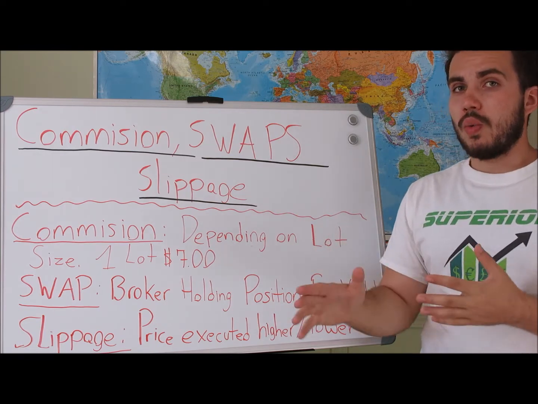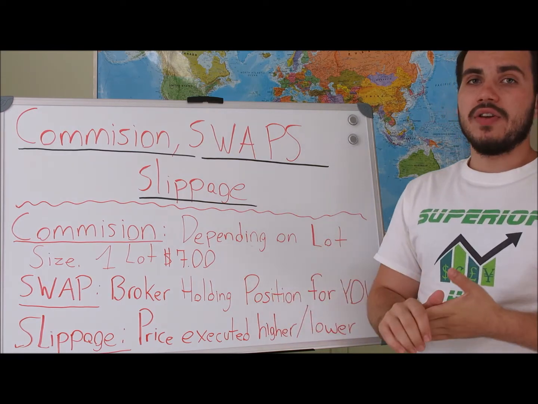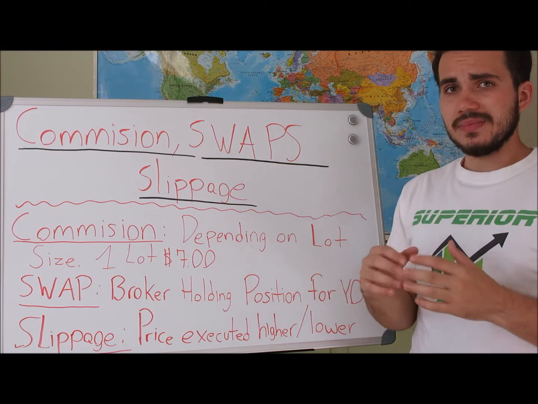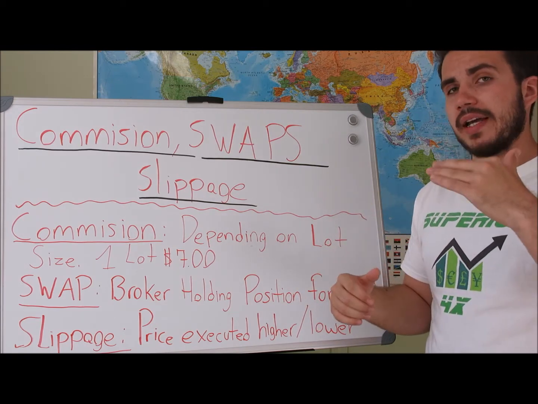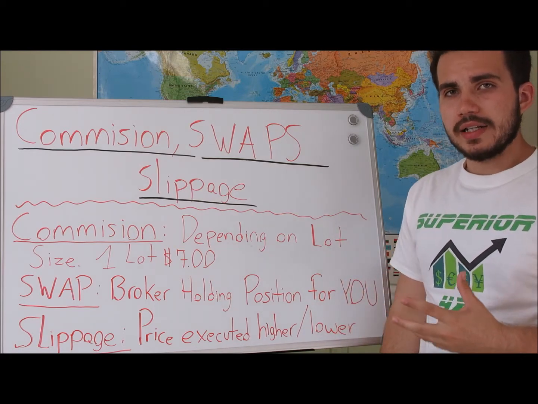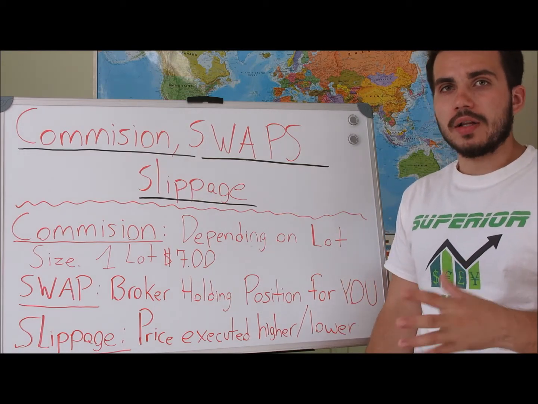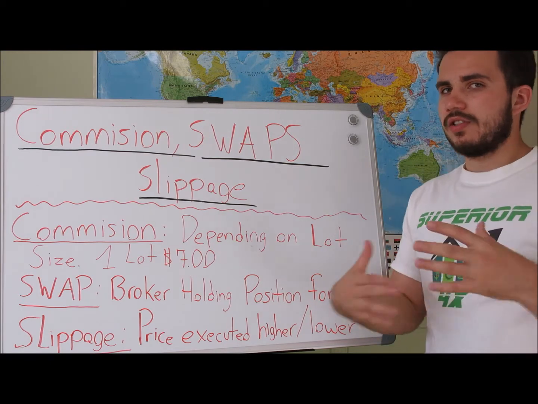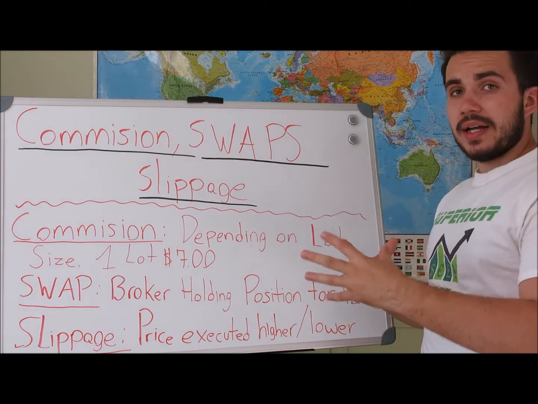But that can also work against a stop loss. If you were to set a stop loss at about $90, the market can move so fast during high volatile news that instead of losing $90, you'll lose $120. So it's a double-edged sword. It could work for you and it could work against you.